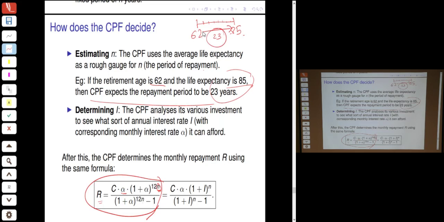So let us take a break of 10 minutes at this point, and when we come back we will continue with the CPF example and also go more into the details of the math of retirement savings. Okay?